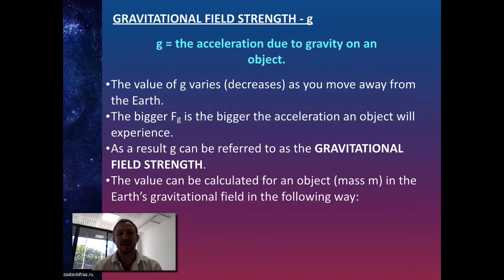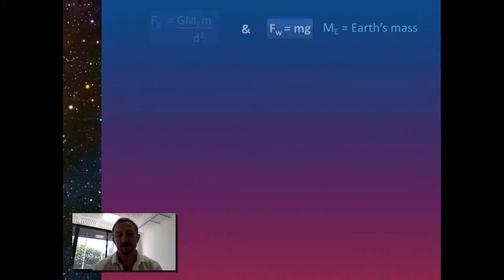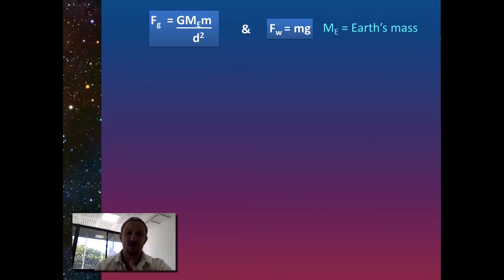This value can be calculated if we know the mass of the object in relation to the gravitational field. And it's done in the following way. Basically, we know that Fg equals G Me m, where Me is going to be the mass of the Earth and the little m is going to be the mass of the object relative to it. And that's all over the inverse square law with respect to distance from the object. Now that distance obviously will incorporate the radius of the Earth.